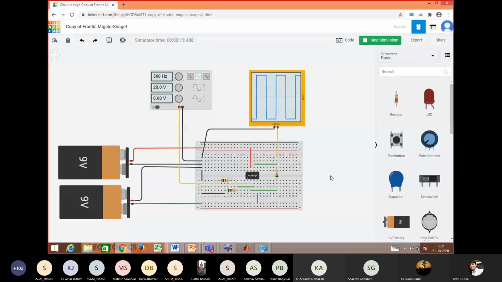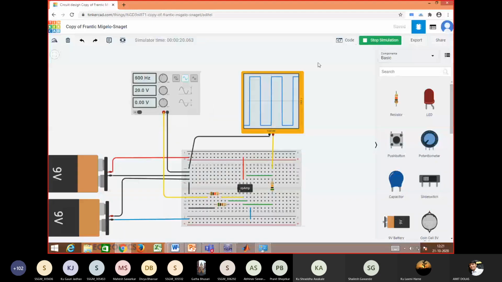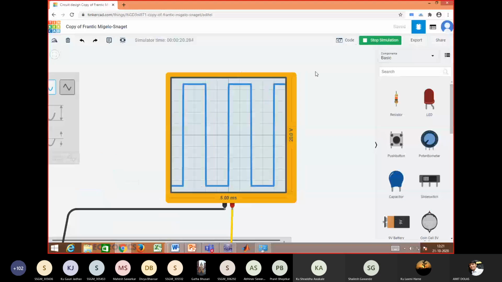So now I zoomed in, just look at the CRO screen. Is it visible now? Yes, sir. You can see only a square wave, which is the output of the Schmitt trigger, but it is not inverting. It is the non-inverting Schmitt trigger. For the inverting one, I did not get any output at all. I don't know the reason.